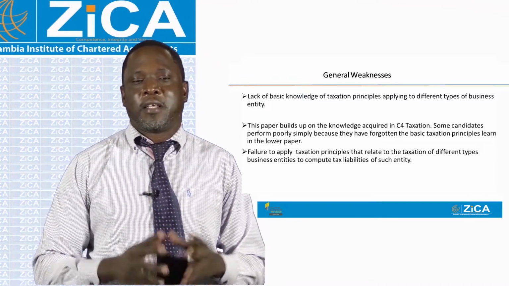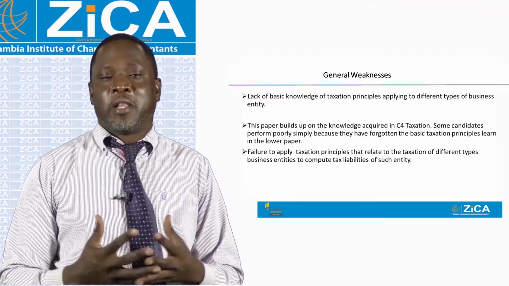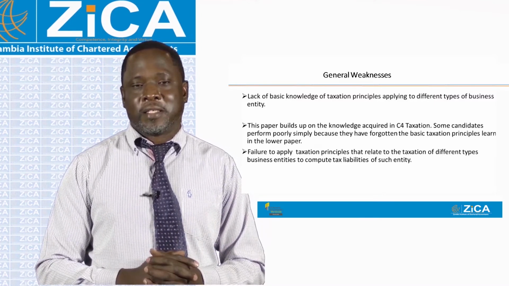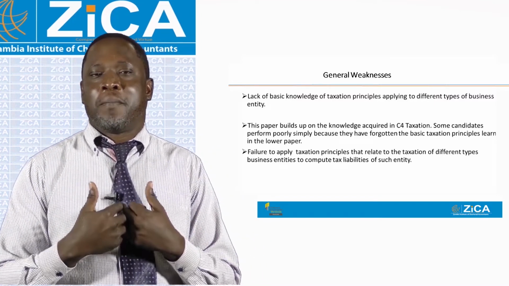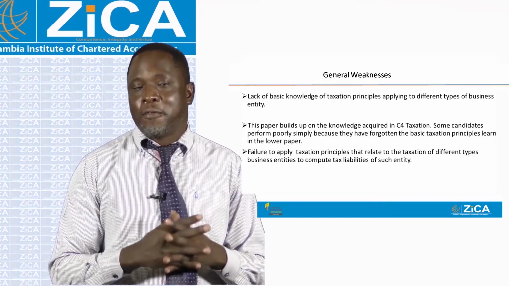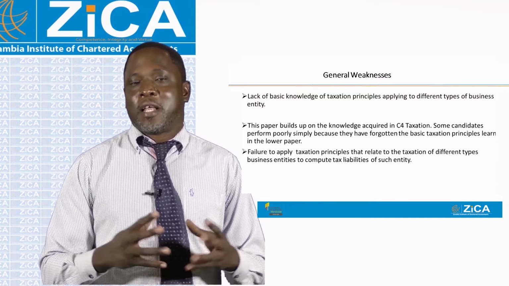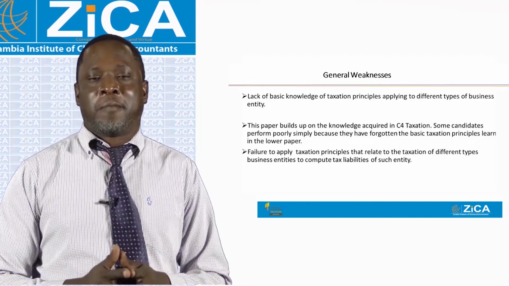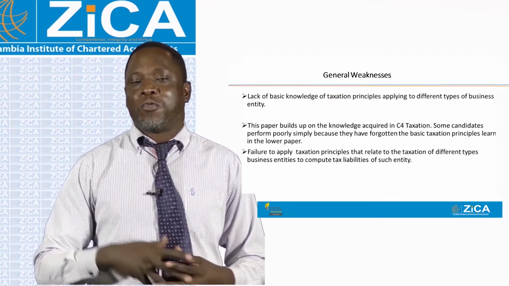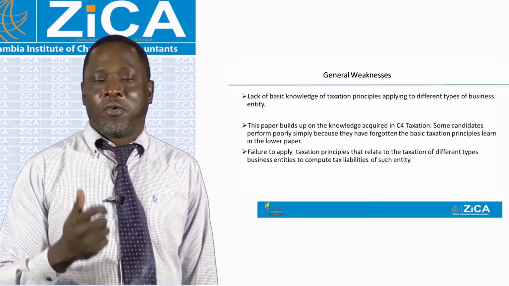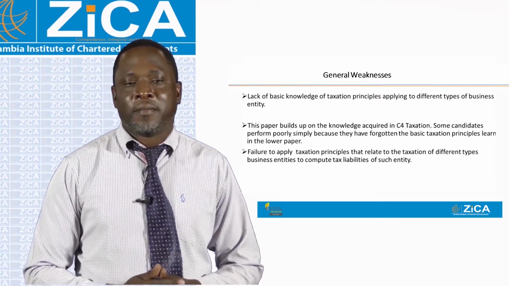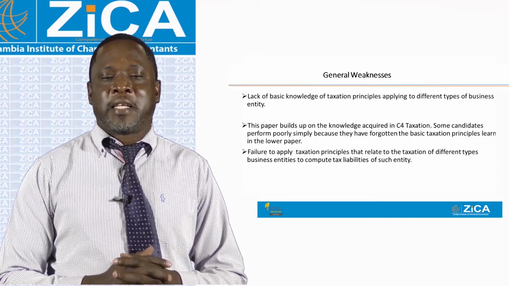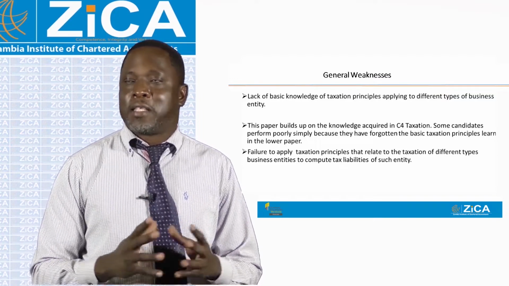So one of the weaknesses is that students normally demonstrate a lack of basic knowledge of taxation principles applying to different types of business entities. Like I've said, the paper builds up on the knowledge you acquired in the C4 taxation paper, such that if you have forgotten those basic principles, you won't be able to perform well in this particular paper. So you are expected to bring forward that knowledge which you acquired in the lower paper, C4 taxation.